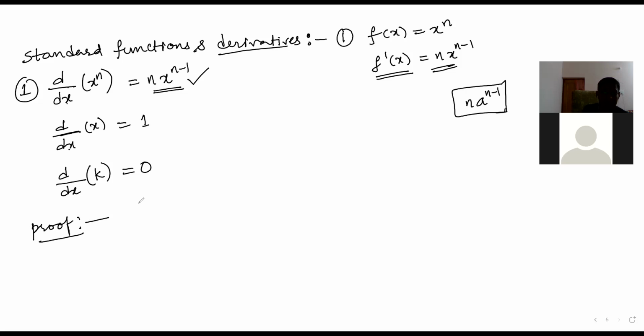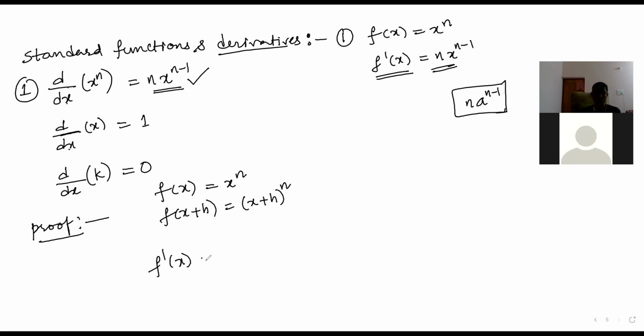But the derivation is easy, na? What is f of x here? x to the power of n. Yes or no? Yes, sir. Here what we need is f of x plus h. That is (x plus h) to the power of n. Now, what is f dash of x?